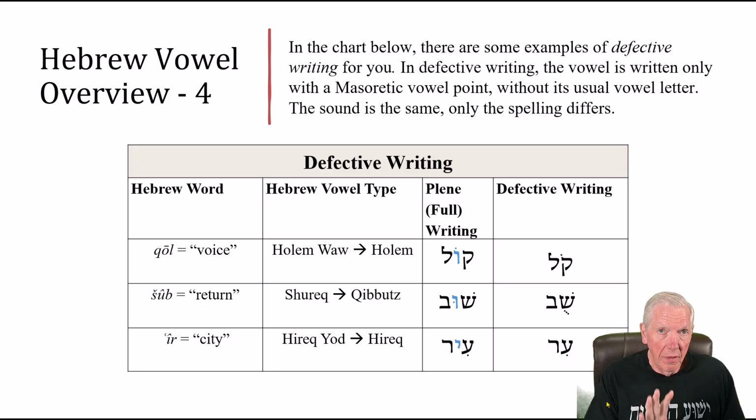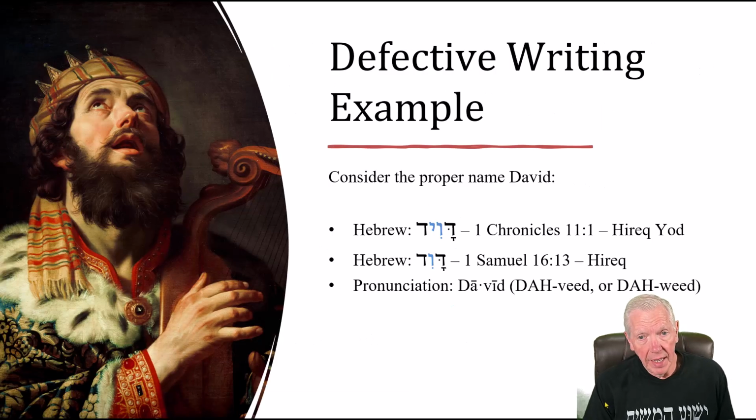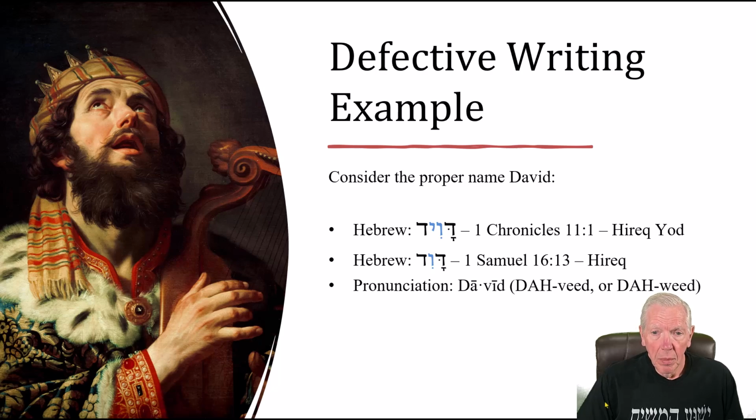So there is a very quaint defective writing example, and it is the proper name for King David. And you would say, from a biblical Hebrew perspective, Dawid. But if you're modern Hebrew, you would say David. So either way is fine. If you hear it pronounced Dawid, don't get on anybody because they're just using biblical Hebrew as opposed to normal everyday conventional Hebrew today. But this is the word David.